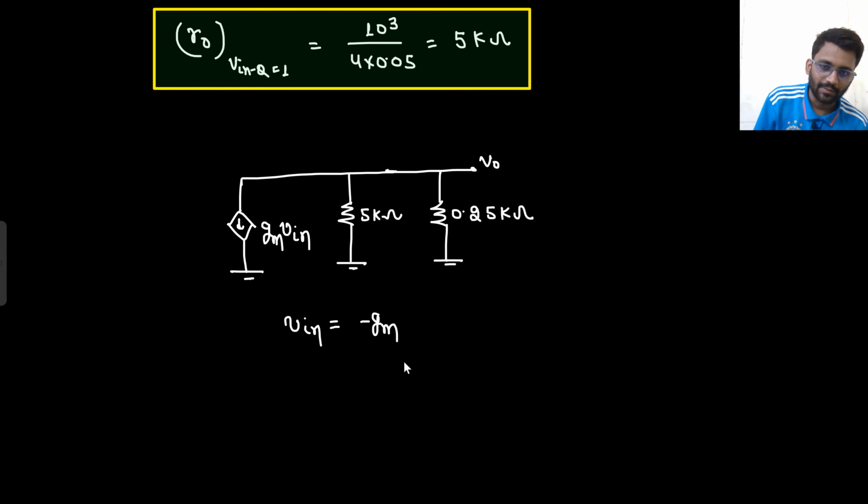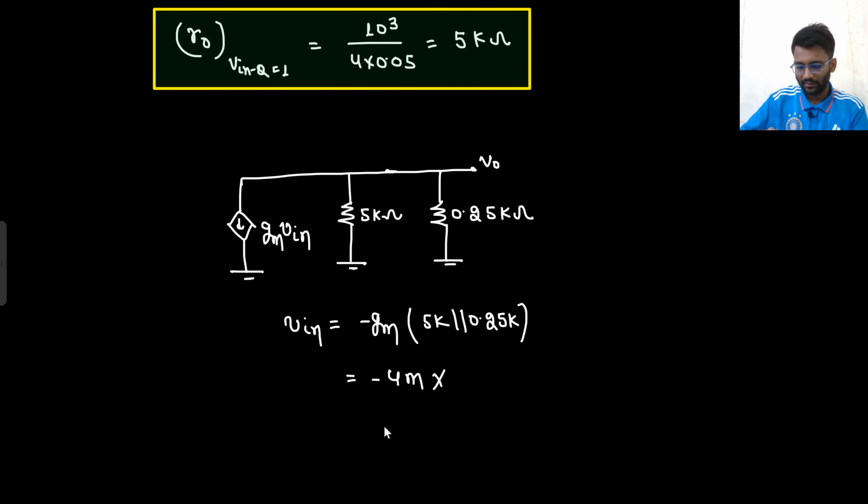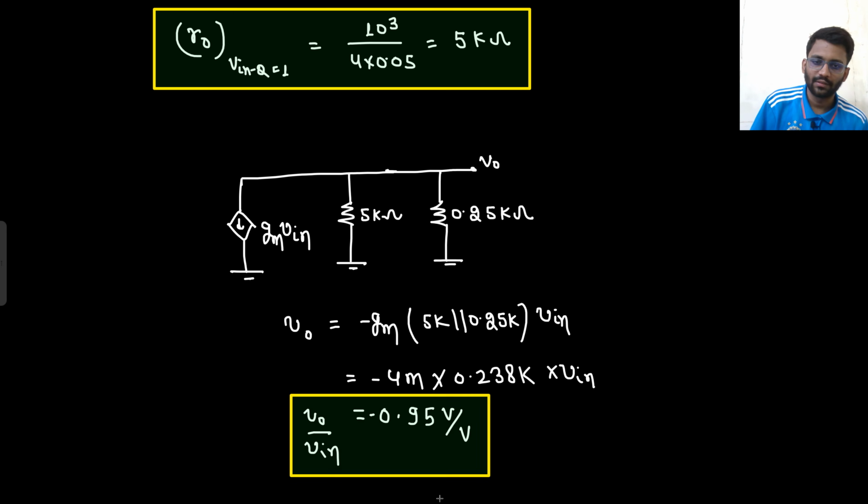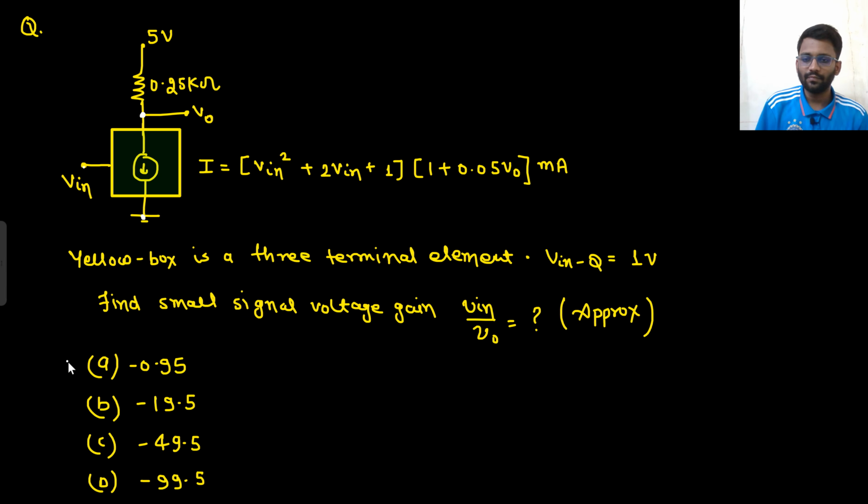So what will be your voltage gain? Voltage gain would be minus GM into 5 kilo ohm parallel with 0.25 kilo ohm. So GM value you were getting was 4 milli into 5 into 0.25 divided by 5.25, that is 0.238 kilo, into 4, so minus 0.95 volt per volt. Oh, sorry, that is V naught by V in, that is equals to minus 0.95 volt per volt.